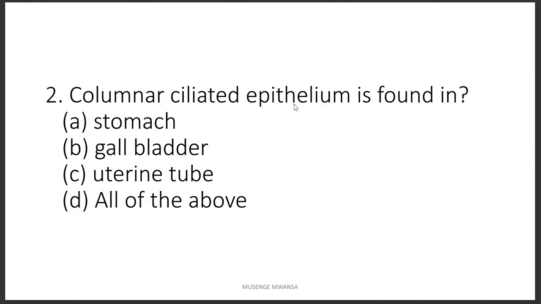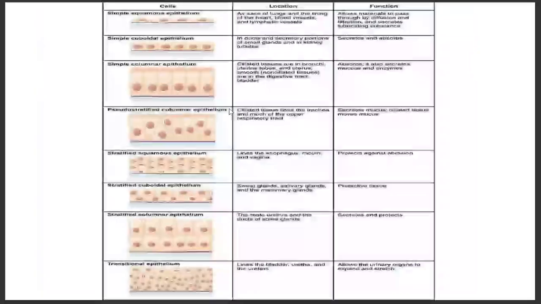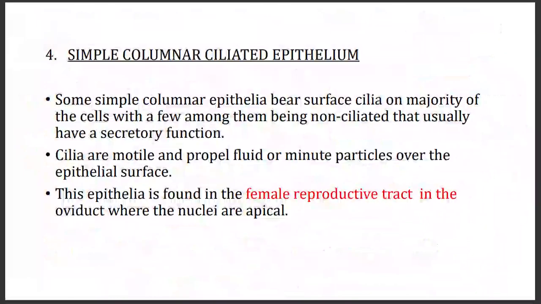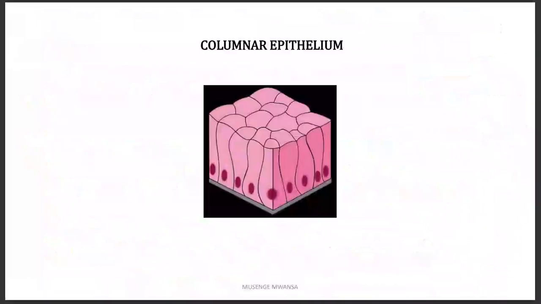Columnar ciliated epithelium is found in... So we're talking about columnar ciliated epithelium, so it's supposed to have cilia. We can actually remove some parts where we know we can't find cilia. In the stomach, we don't have cilia, we have got microvilli, right? Also in the uterus, and we know also the gallbladder. I just want us to take note of one slide which I showed.